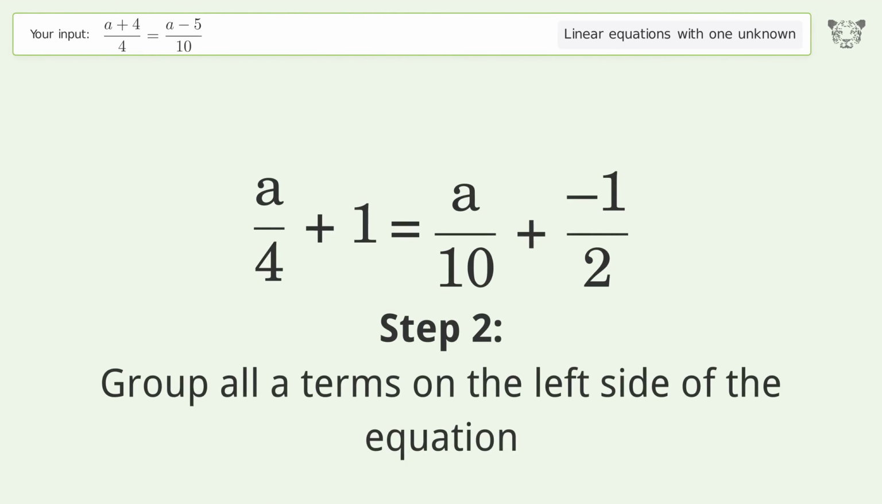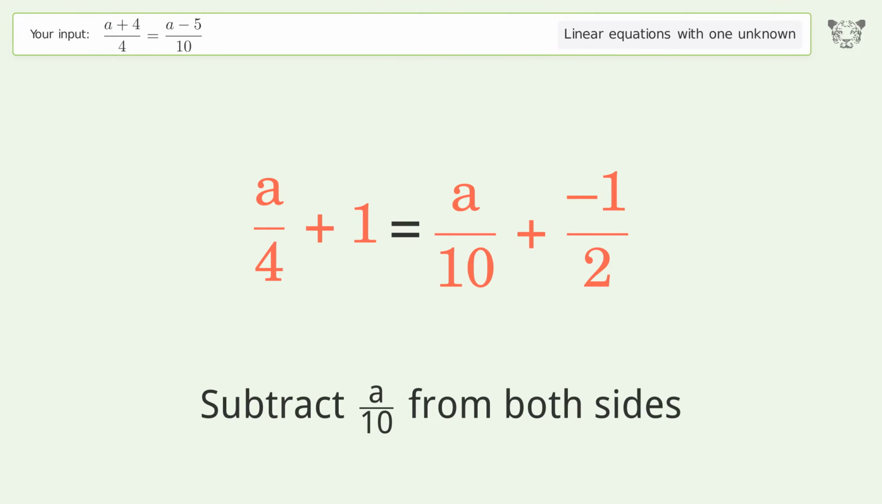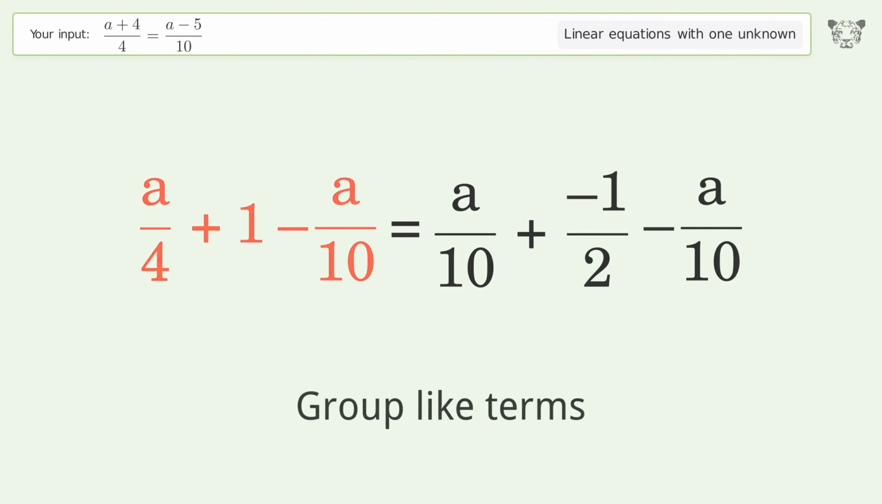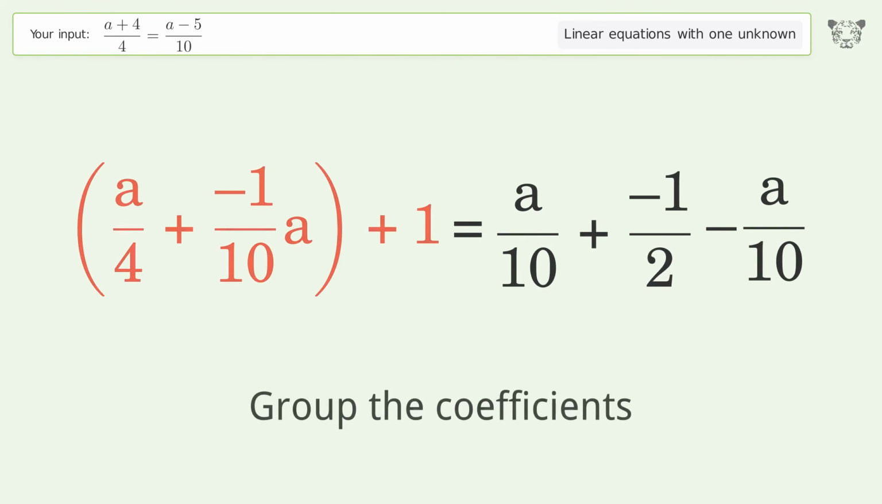Group all a terms on the left side of the equation. Subtract a over 10 from both sides. Group like terms. Group the coefficients.